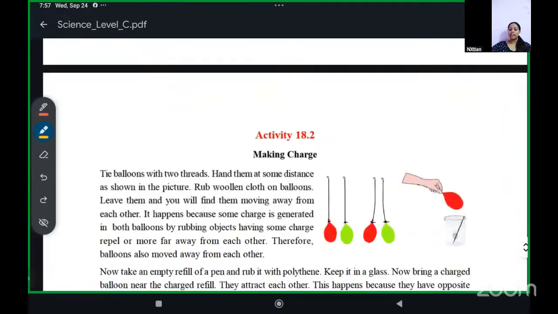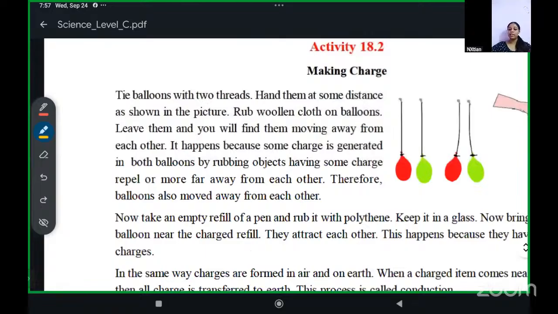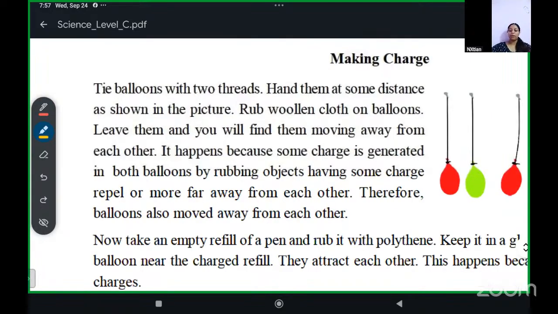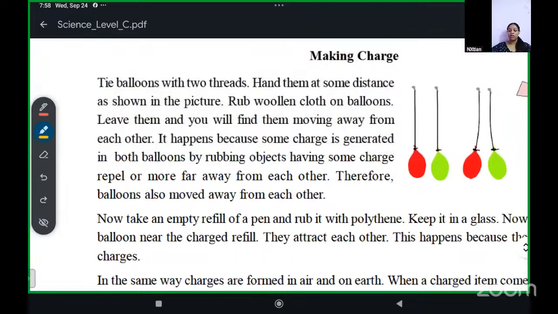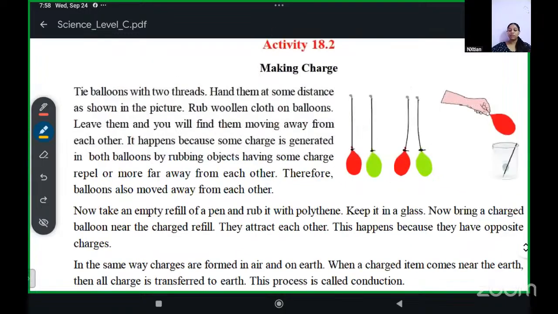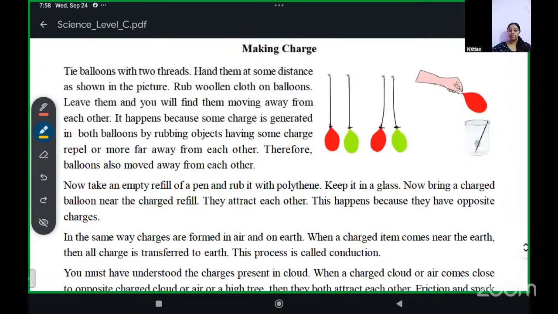This is an activity of making a charge. You will read it. Tie balloons with two threads. Hang them at some distance, as shown in the picture. Rub woolen cloth on the balloons. Leave them, and you will find them moving away from each other.